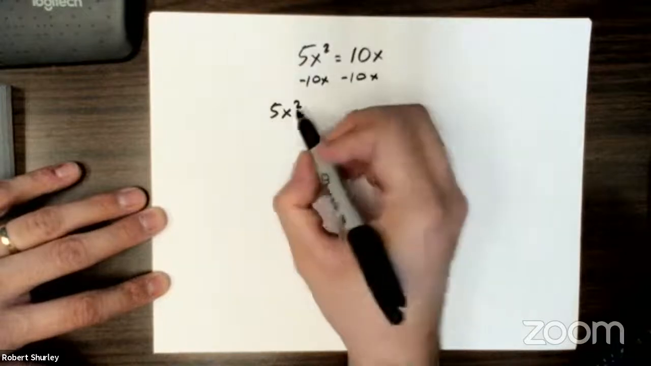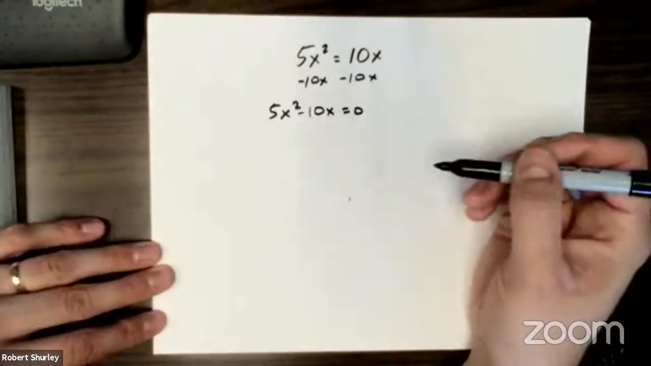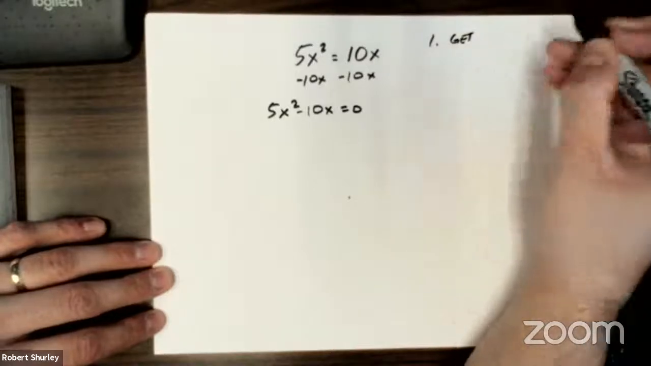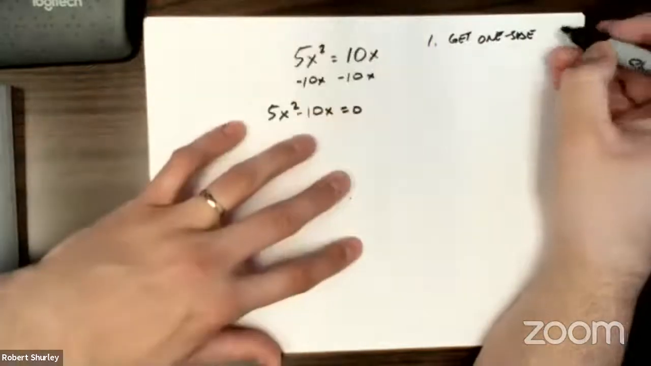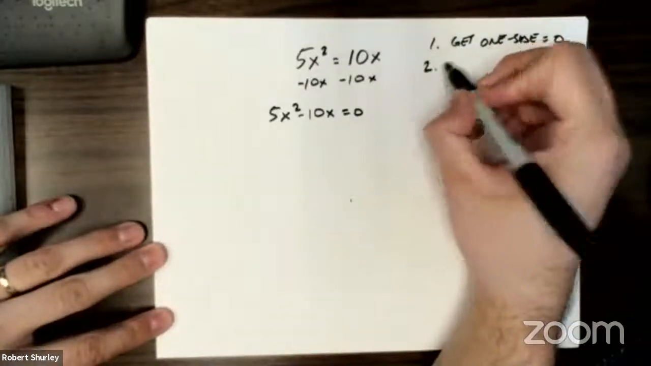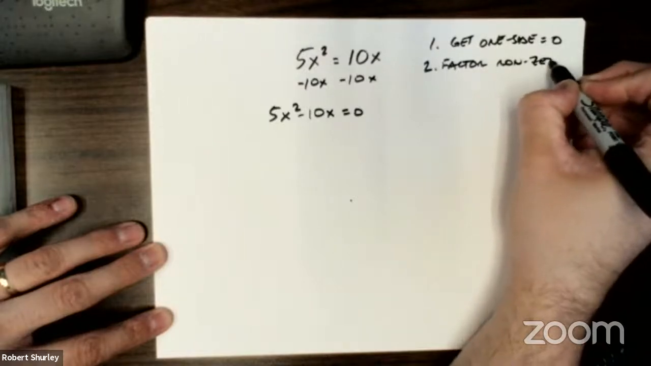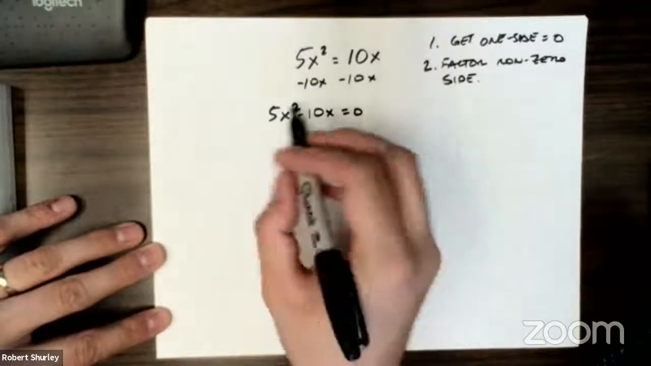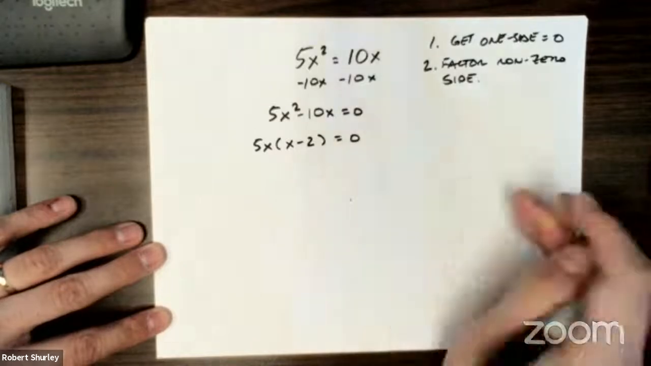And we like a positive x squared if that's possible, which it always will be. We'll see if we can manipulate it if not. So step 1, get one side equal to 0. Step 2, you're going to factor the non-zero side. So we got 5x squared minus 10x. I'm going to factor out a 5x, and I'm left with x minus 2 equals 0.